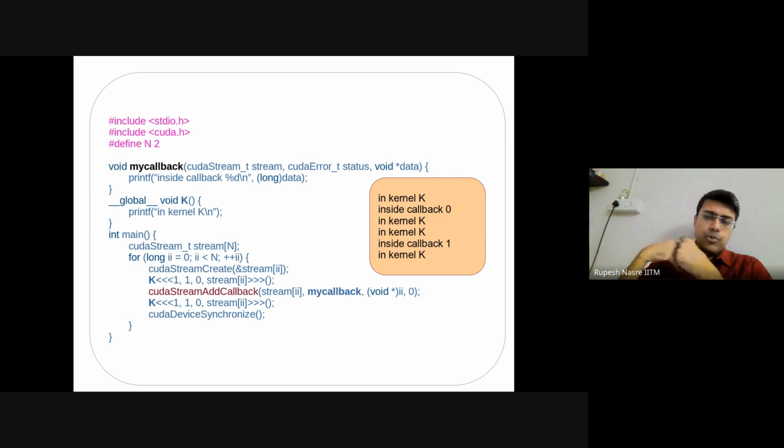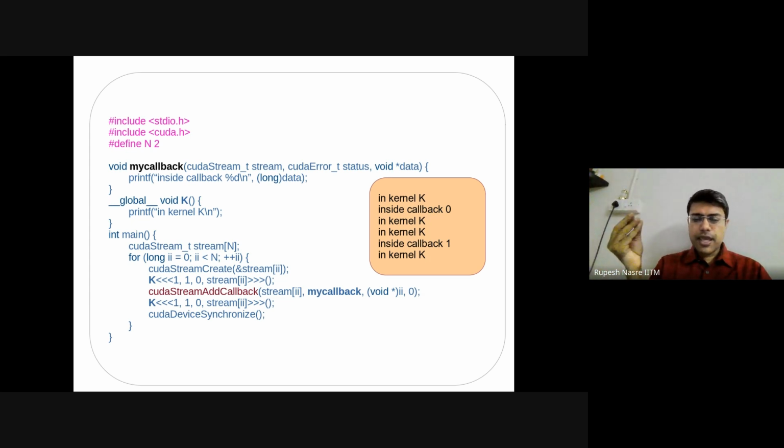Right? So all of these are pushed into the queue. Think about it that way: the kernel K, then my callback and K are added to the queue, right? And then the CPU is just waiting at CUDA device synchronize. At some point, the GPU starts executing element by element from this queue.